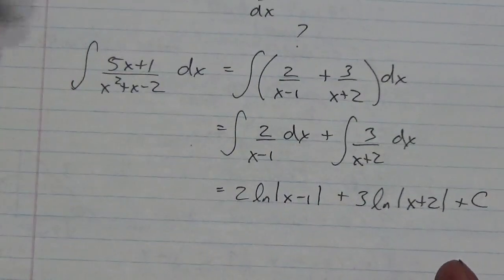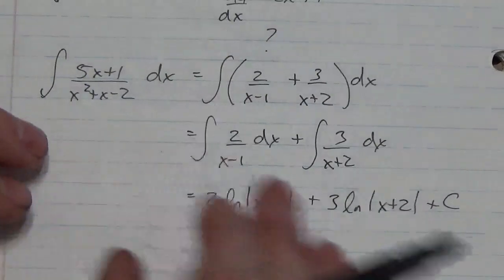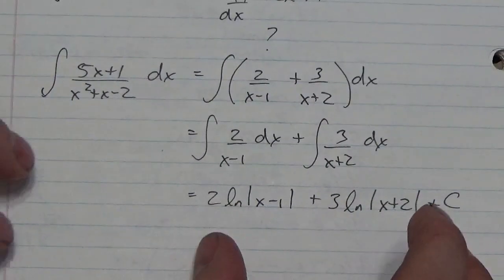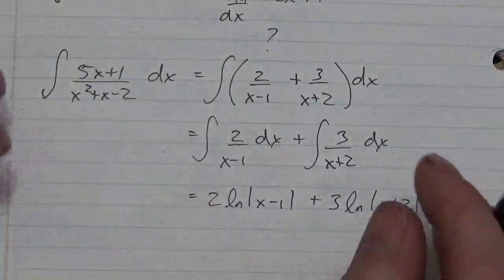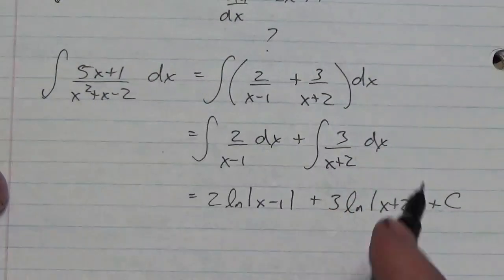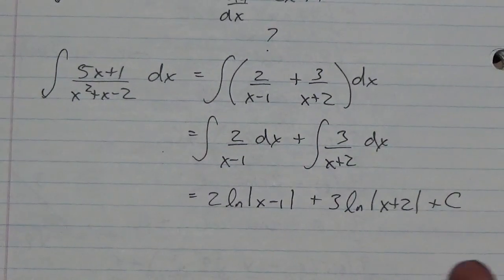So the question becomes, how do I then do that? If I start with this, how do I break it up into this particular set of rational expressions being added together? Because that is easier to work with. And that is the method of partial fractions that we're going to look at here.